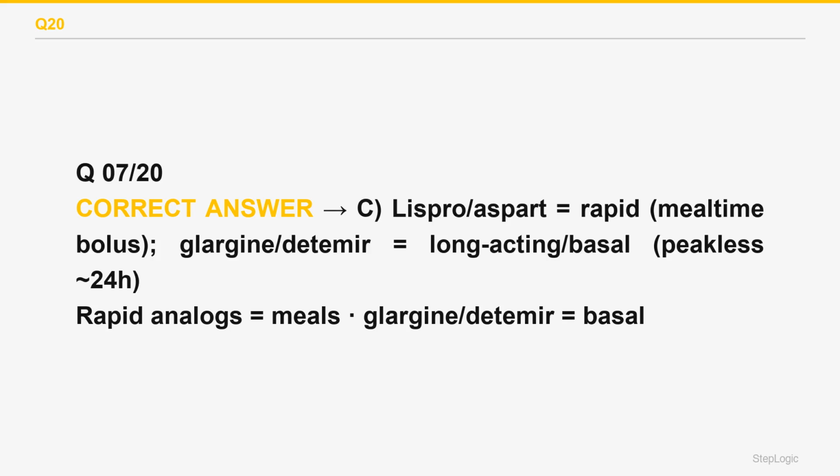The basal-bolus concept mirrors normal physiology. A long-acting basal insulin, glargine, provides a steady background, while rapid-acting boluses, lispro, aspart, cover the carbohydrate of each meal. The peakless profile of glargine reduces hypoglycemia between meals and overnight, so rapid analogs for meals, basal analogs for background. The lispro, aspart rapid and glargine, detemir long-acting pairing is the correct one.